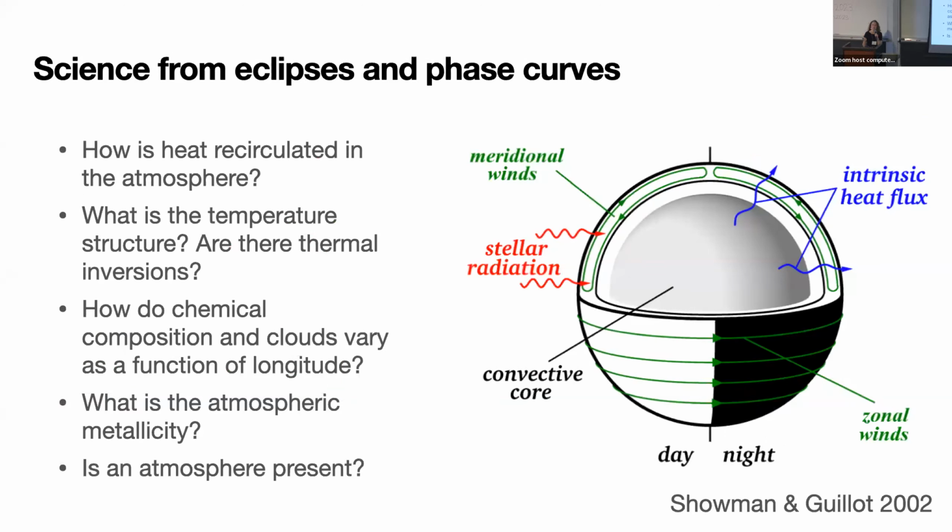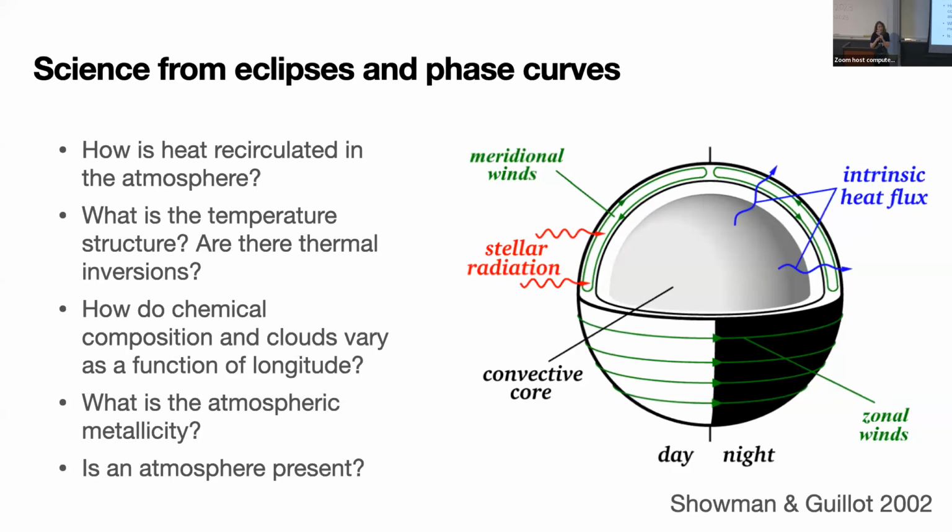Okay, so that's an overview of the techniques that we use. I'm going to move on now to talk about what science questions we can answer with eclipse and phase curve observations. So one of the big ones is about climate. So these planets are extremely close to their host stars. They're really highly irradiated on one side and not the other. How is the heat redistributed in their atmospheres? So how do their atmospheres respond to this extreme heating on the day side? What is their temperature structure like? So how does the temperature change with altitude in the atmosphere, and how does it change with longitude as well?